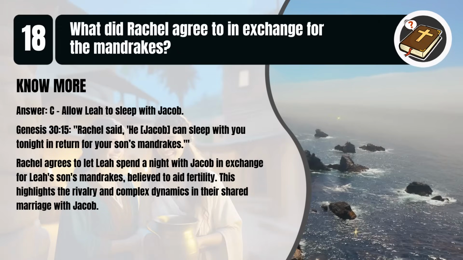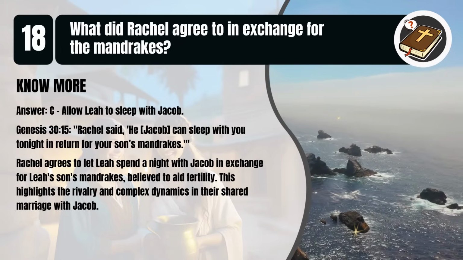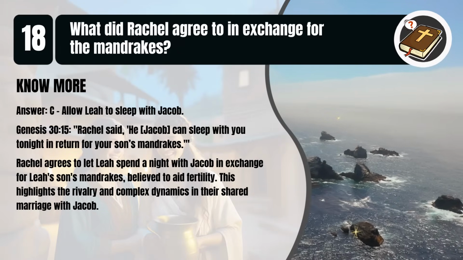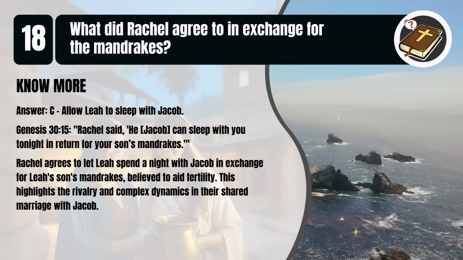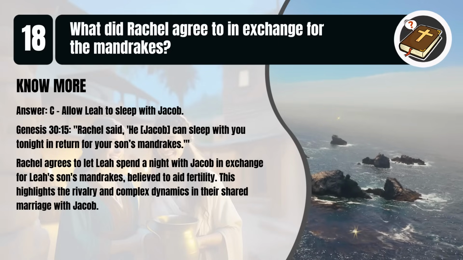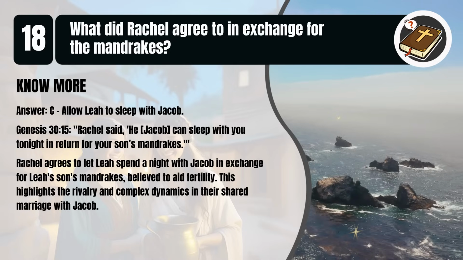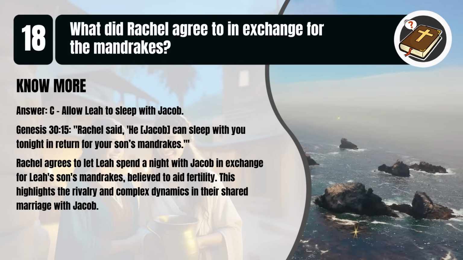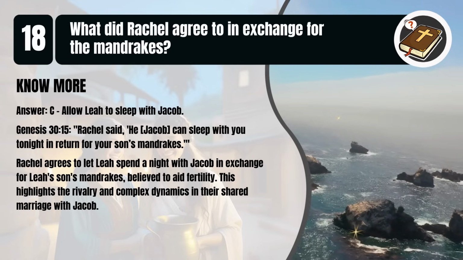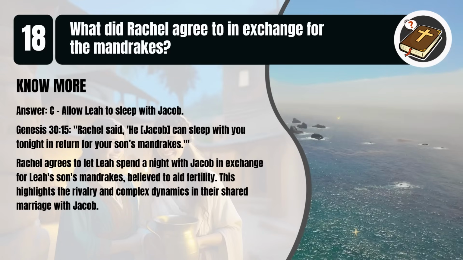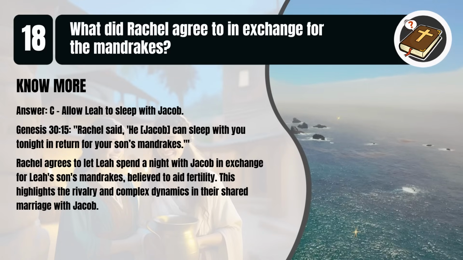That's C. Allow Leah to sleep with Jacob. Genesis chapter 30, verse 15. Rachel said, "Jacob can sleep with you tonight in return for your son's mandrakes." Rachel agrees to let Leah spend a night with Jacob in exchange for Leah's son's mandrakes, believed to aid fertility. This highlights the rivalry and complex dynamics in their shared marriage with Jacob.